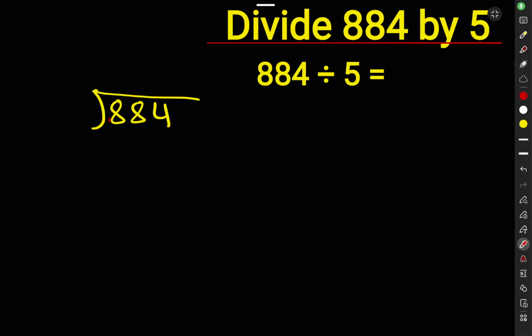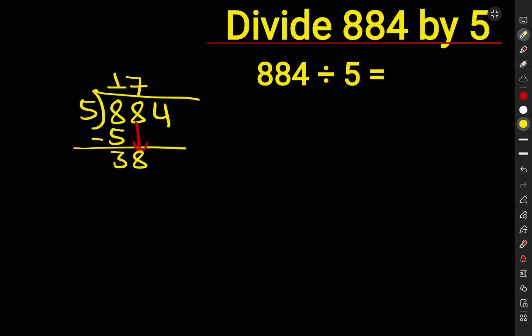We divide 884 by 5 in a long division method. 5 times 1 is 5. On subtracting we get 3. So now we put down this 8 and it is 38.